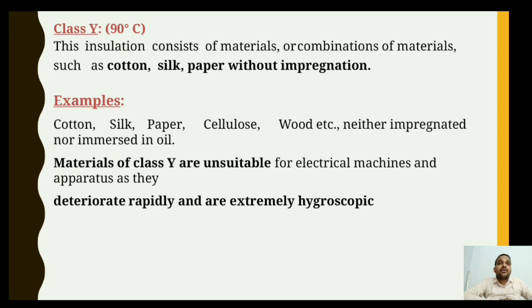Why is it said so? Because they can deteriorate, that is, get damaged rapidly; they are not that capable of withstanding the temperature. Also, they are extremely hygroscopic. Hygroscopic means they can absorb moisture on their surface, so they can damage the machine by forming corrosion. This may be a new word for you, hygroscopic. Because of this hygroscopic nature, the 90 degrees Celsius class, that is class Y insulating materials, are not used that much as compared to the other classes of materials.